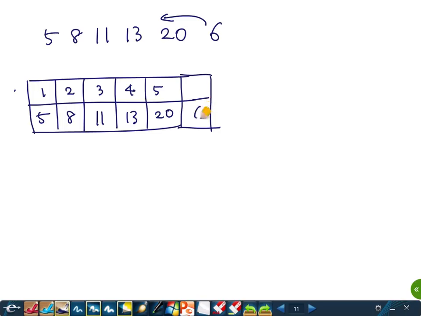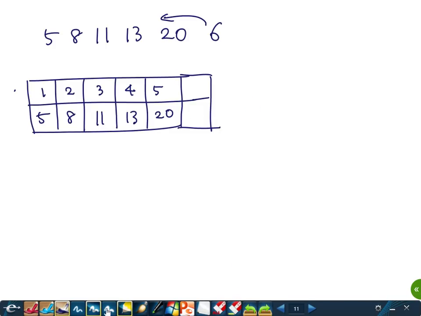We want to insert 6. We want to find the right place for 6. Okay? Maybe 6 here. We want to insert 6. So val equals 6. Okay? What is j? At the beginning, i equals this. J will be the one position earlier than this. J is over here. Okay.